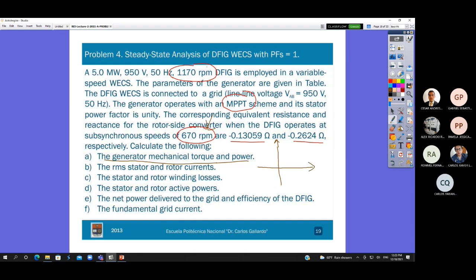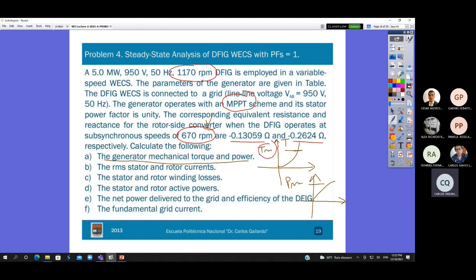This is for the torque. This is a quadratic equation, and for the power it is a cubic equation. If I know the rated value, this is the rated mechanical torque, and this is the rated mechanical power. So my first way to compute the mechanical power is an estimation.